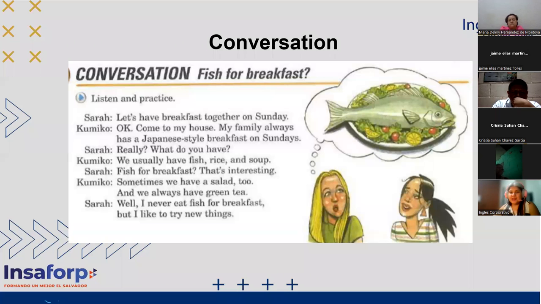Okay. Someone else? Ingrid Magdalena and Francisco Valdomar, go ahead. Let's have breakfast together on Sunday. Okay, come to my house. My family always has a Japanese style breakfast on Sundays. Really? What do you have? We usually have fish, rice, and soup. Fish for breakfast? That's interesting. Sometimes we have a salad too. And we always have green tea. Well, I never eat fish for breakfast, but I like to try new things.